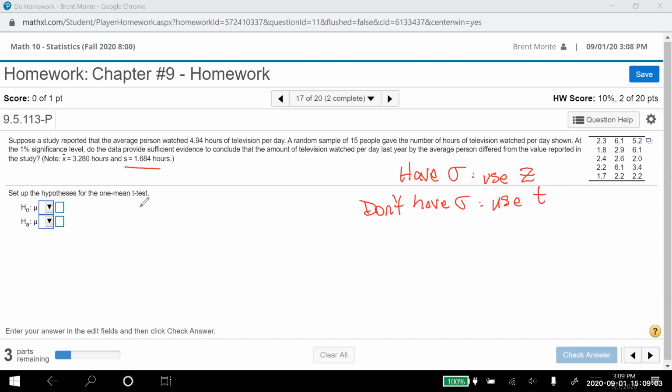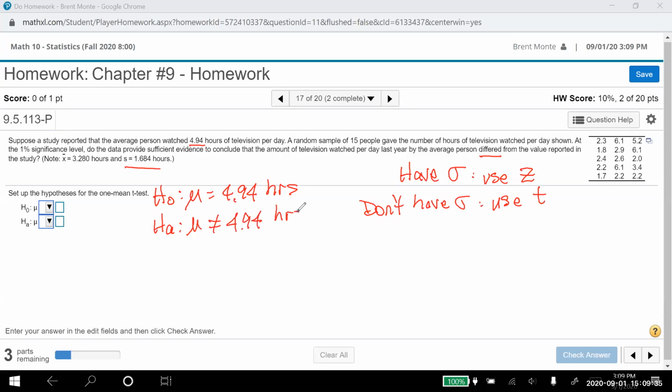So let's go through the steps. Null hypothesis. All right, where's the question? Do the data provide sufficient evidence to conclude that the amount of television watched per day last year by the average person differed from the value reported in the study? Well, the study was 4.94, so we have to assume it's still 4.94 hours. That's my null hypothesis. But the alternative is what the question asked. Does it appear to have differed? Well, differed is not equal. Might be more, might be less, we don't know.